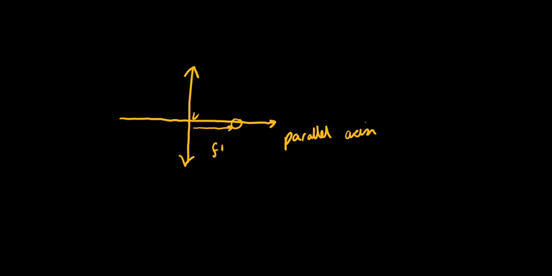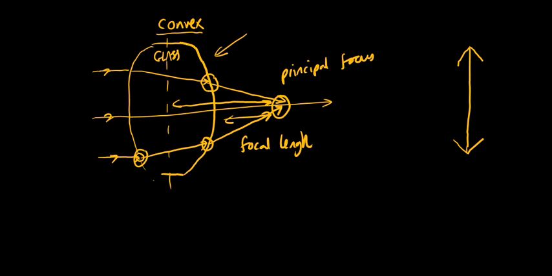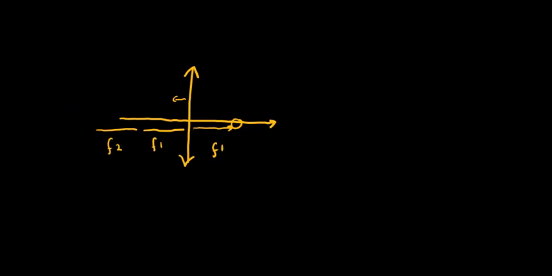Okay, so what I could do then is start by having an object that is f1 and another f1, so f2, more than two focal lengths beyond the lens. So let's say for example, I'm going to have a large A as my object that I'm interested in looking at.